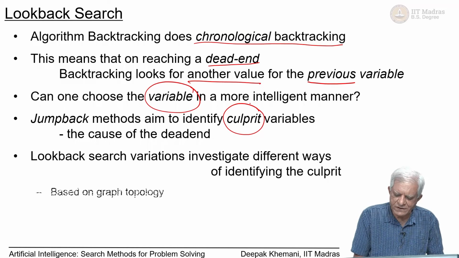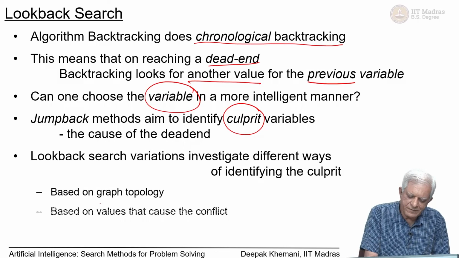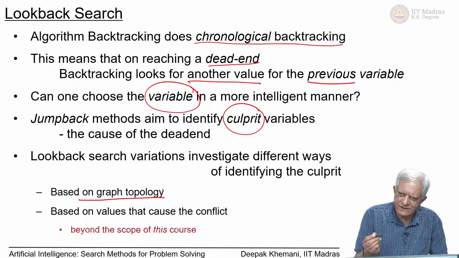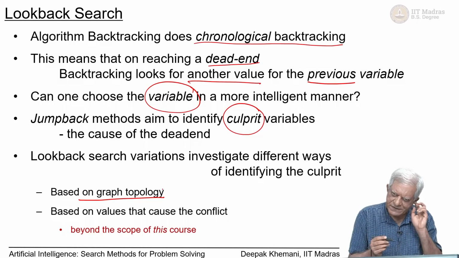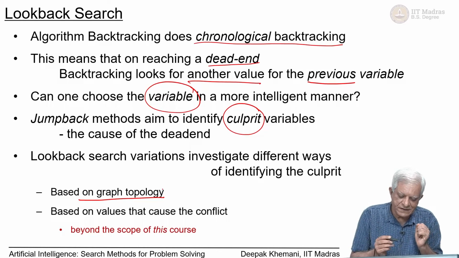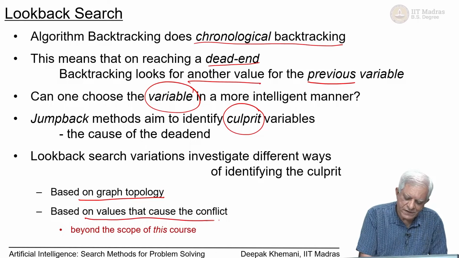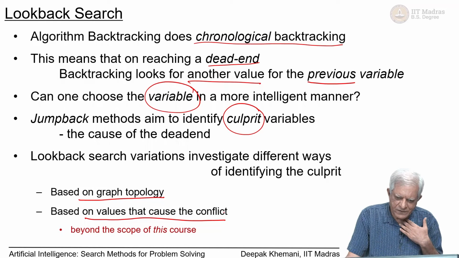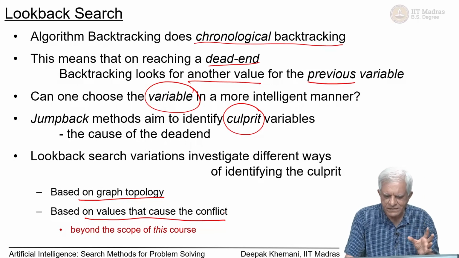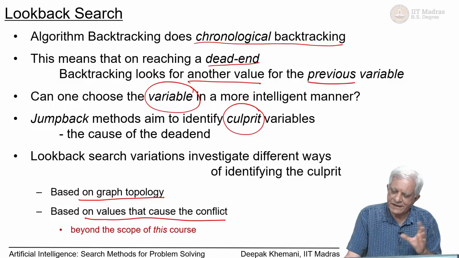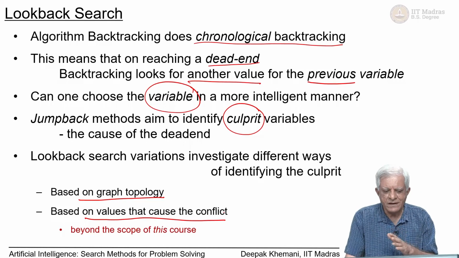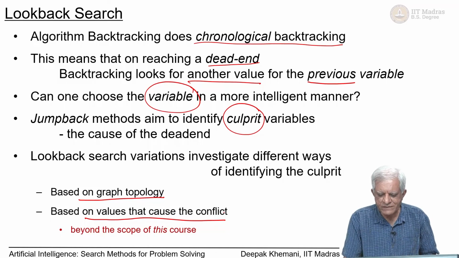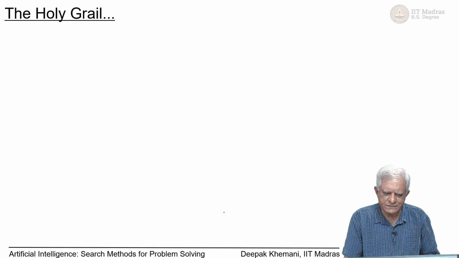They investigate different ways of identifying the culprit. Some of them look at it based on graph topology, as to which variables are connected to which variables, and therefore, how did the inconsistency arise. Some look at values that cause the conflict. But we will unfortunately have to leave it there essentially. You must be aware that that is another aspect of constraint processing: you do consistency enforcement, you do look ahead search, and you also do look back search methods, but we do not have time to look at that.